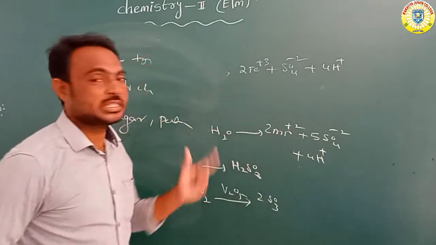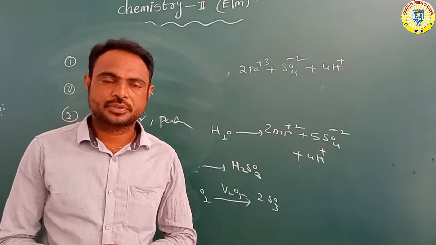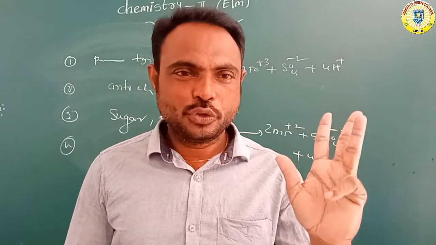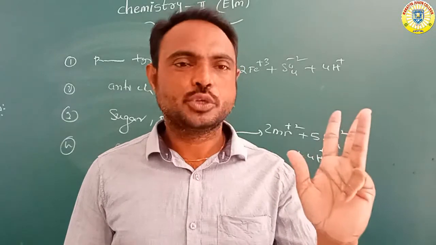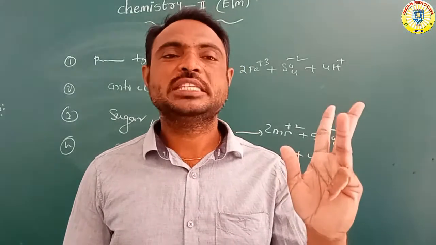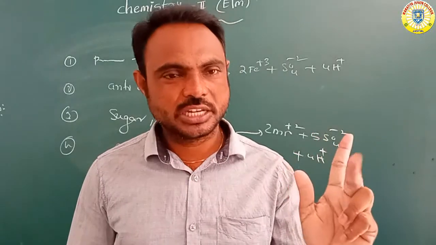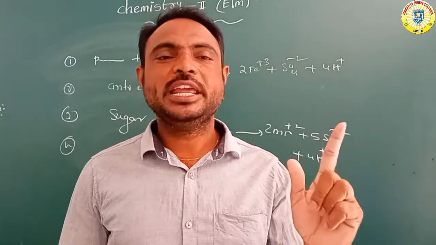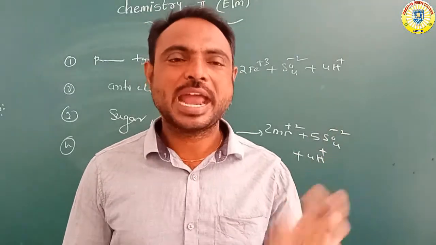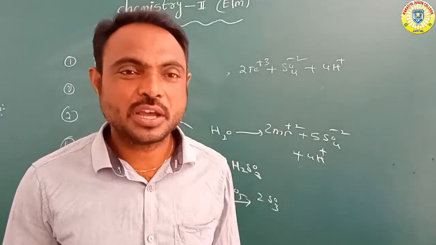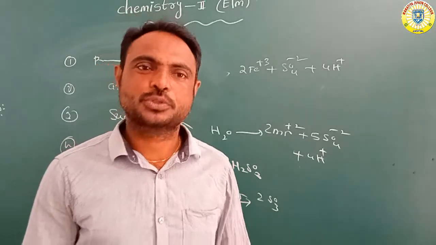So these are all the uses of sulfur dioxide. Number one, it is used for the purification of petrol or sugar. It is used for bleaching in textile industries or paper industries. It is used as an anti-chlor. It is used for the preparation of a number of compounds.